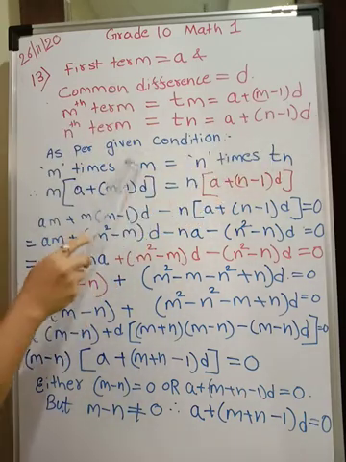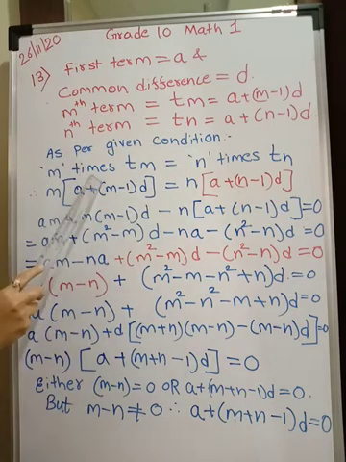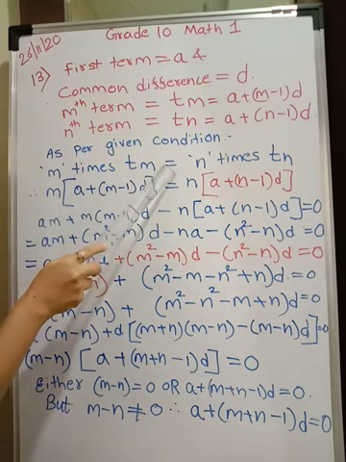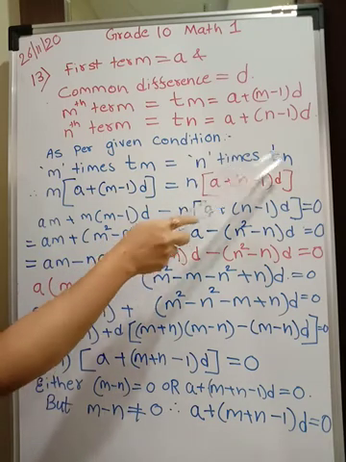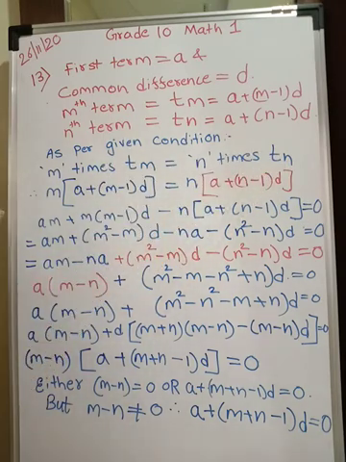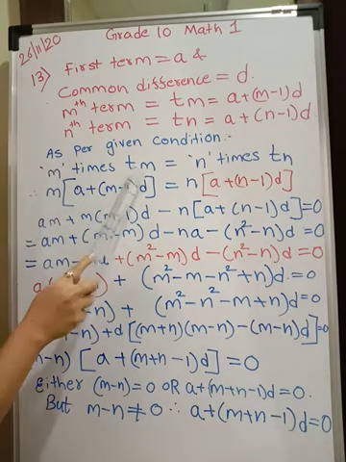Now, as per the given condition, what are they saying? m times the mth term is equal to n times the nth term. If this is the condition, then we have to show that T(m plus n), that is the (m plus n)th term of the AP, is 0. So let us go one by one, each step, and then we'll see what the m plus nth term is. Alright, now see, this is the condition given, m times Tm.